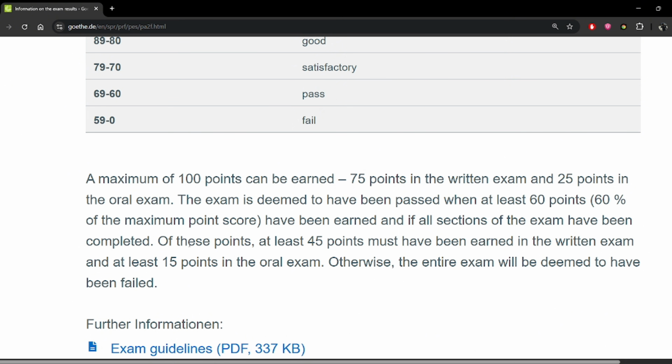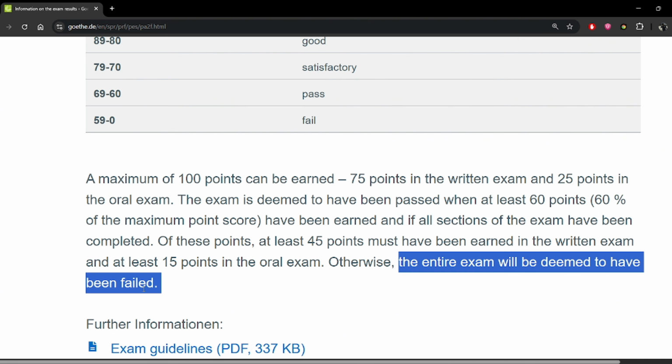They say of these points, this means of these 60 points, at least 45 points must have been earned in the written exam. So this means that you need to get at least 45 marks in total in the first 3 parts, which are the Hören, Lesen and Schreiben parts, and at least 15 points in the oral exam. So you need at least 15 marks in the oral exam or the Sprechen part. Otherwise, the entire exam will be deemed to have been failed.